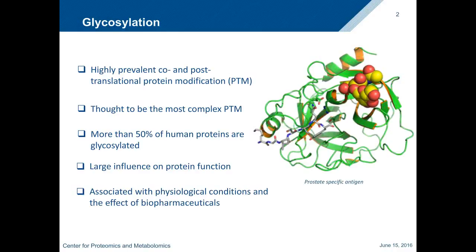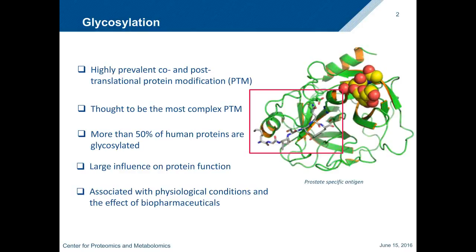It has a large influence on protein function. For example, you can see here on your right side the protein prostate-specific antigen, and you can see that the protein itself is not really big, but if you look closely, we also observe a glycosylation site. And here you can see that the glycan makes up a big part of the protein, and therefore you can imagine that it plays an important role in the protein function.